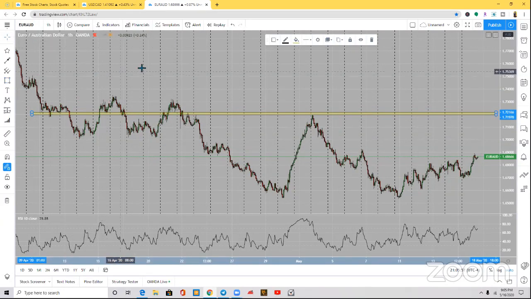This is Euro AUD. Like I said, the first thing I look for is structure, either an M or W type of structure, because we trade off the trend. And when we trade off the trend, it's mostly off the M or W type of structure.